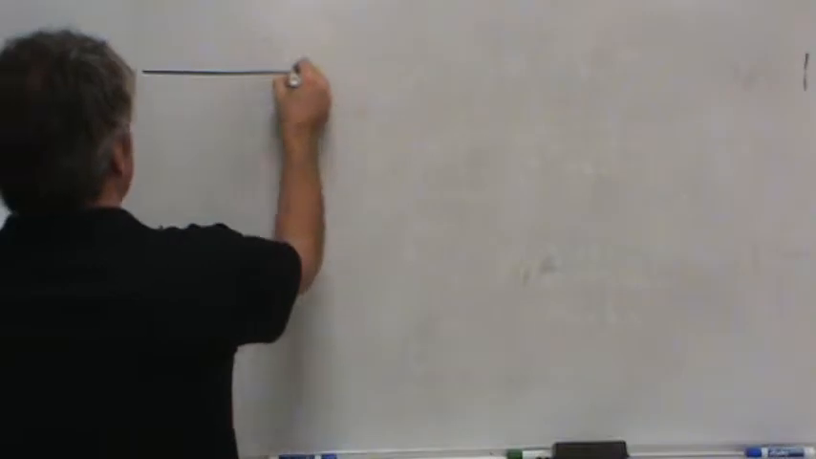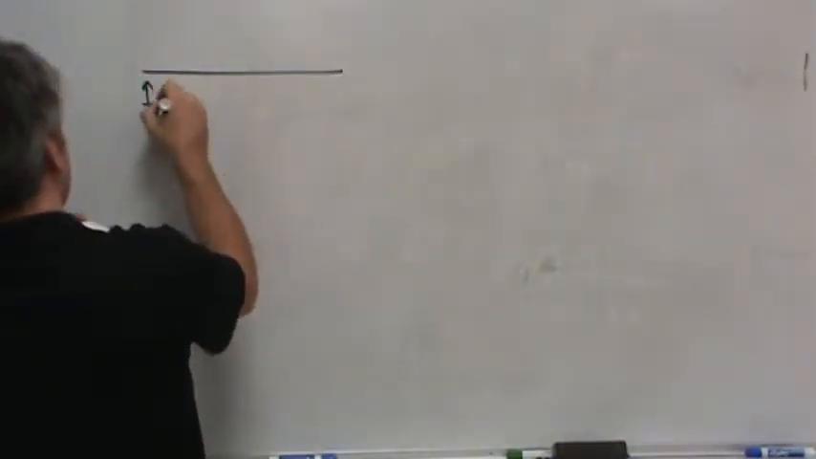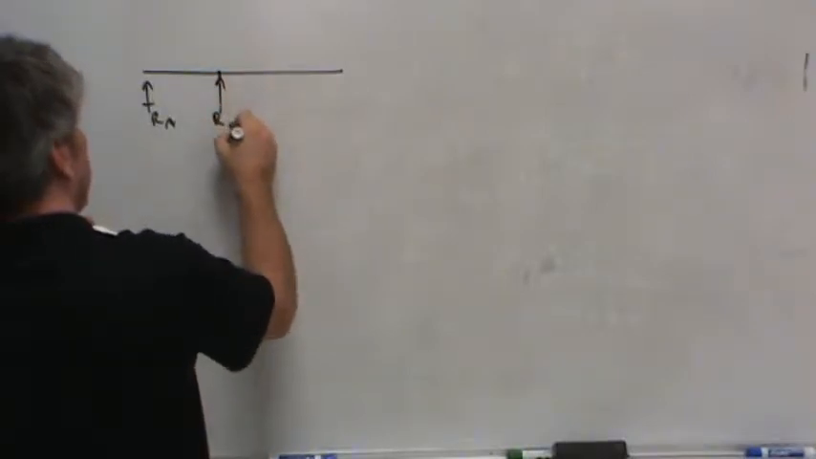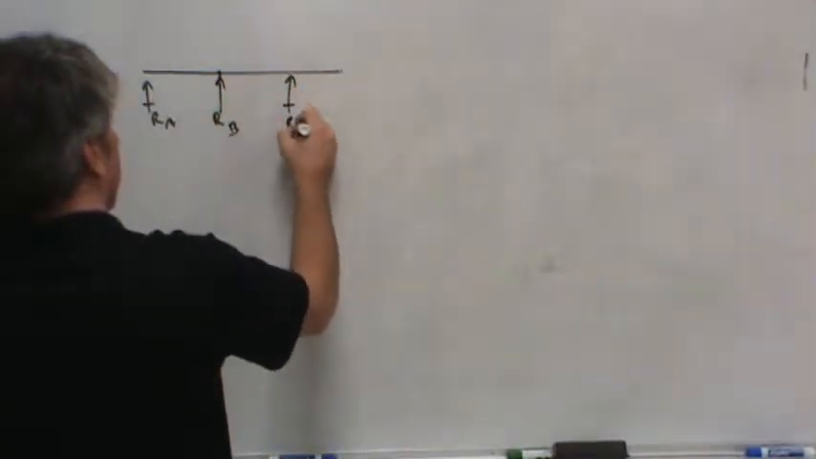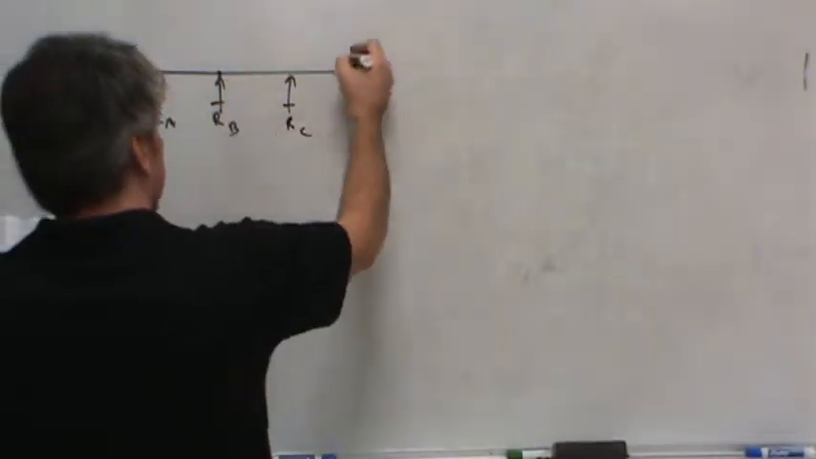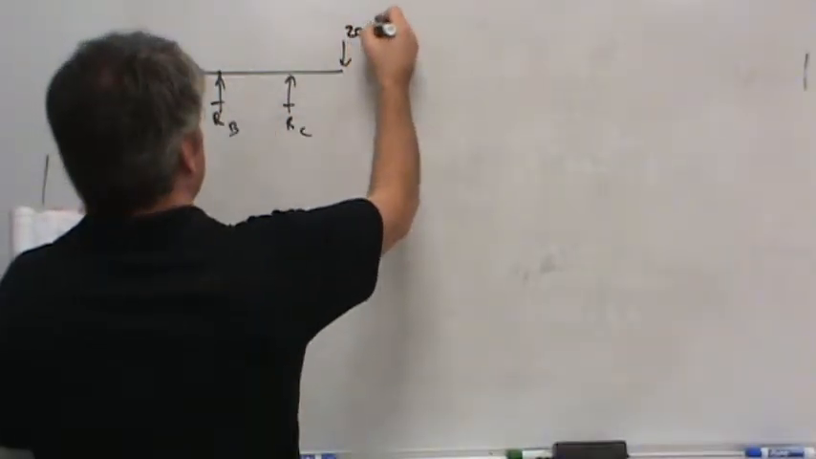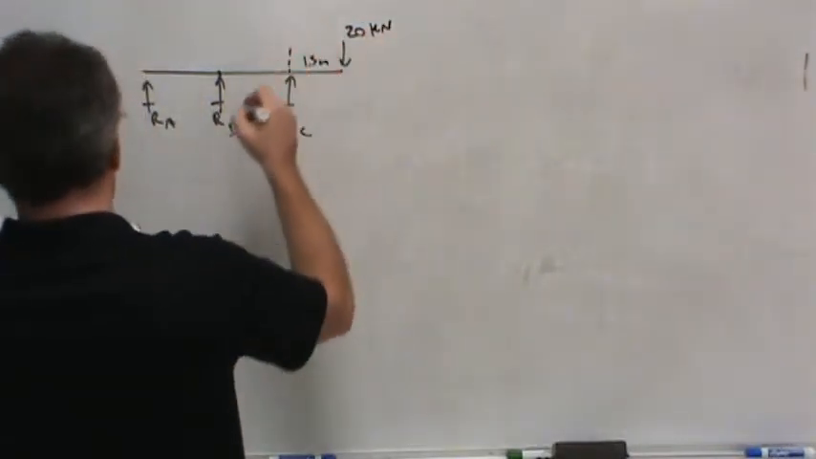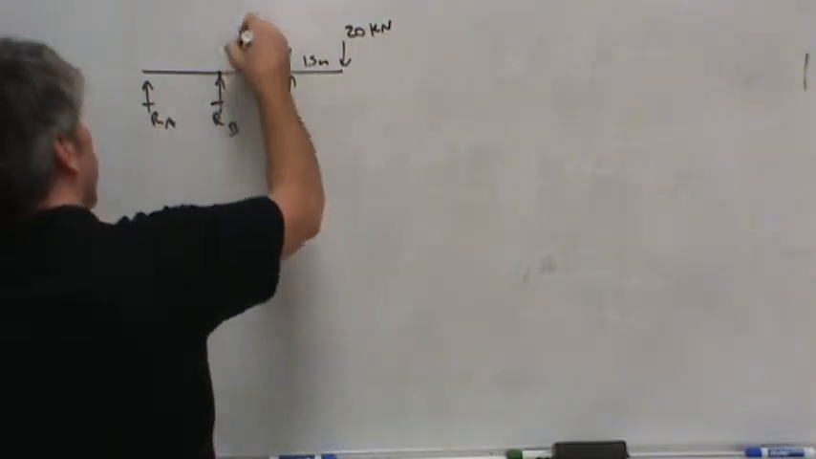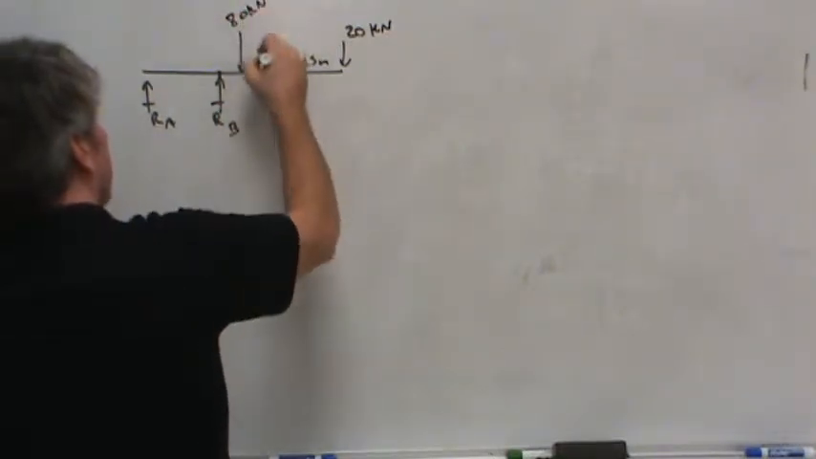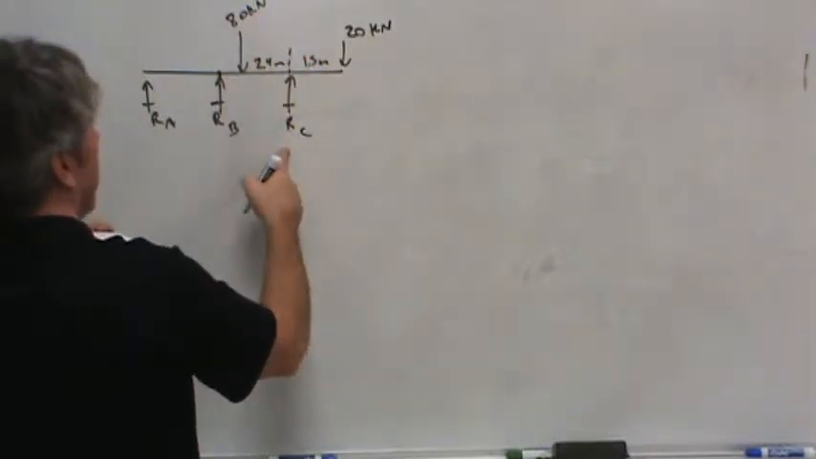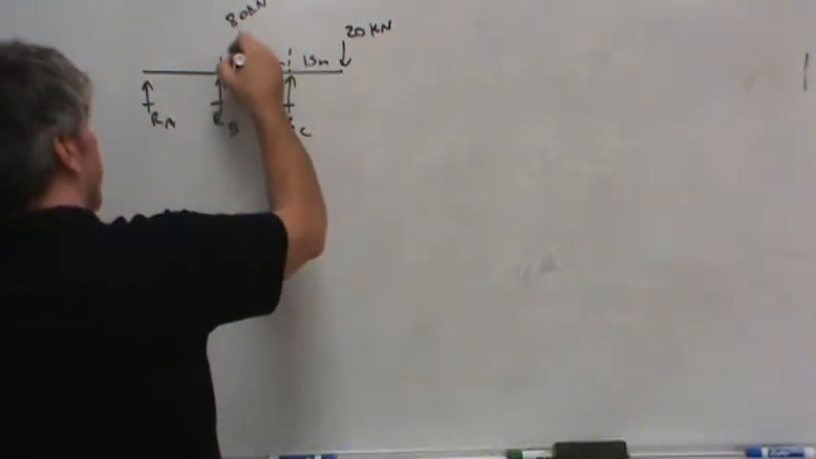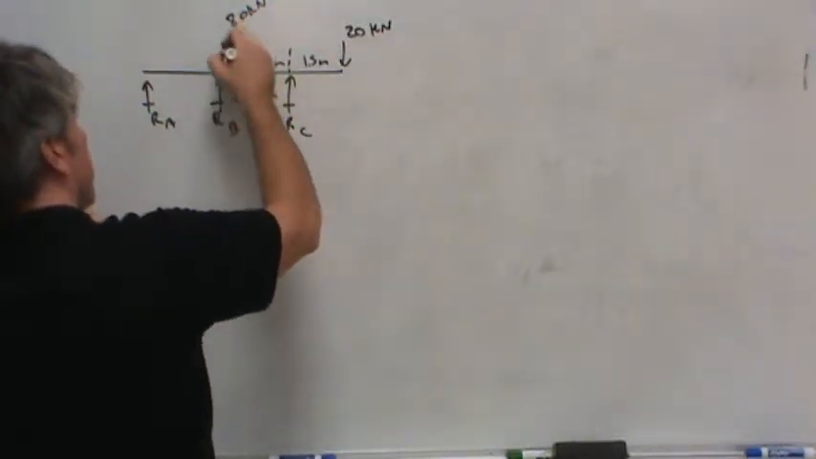There is a beam set up with three supports. So we'll have a reaction at A, a reaction at B, and a reaction at C. But there's a cantilevered portion of the beam with a 20 kilonewton load out 1.5 meters from the end, an 80 kilonewton load 2.4 meters from C.